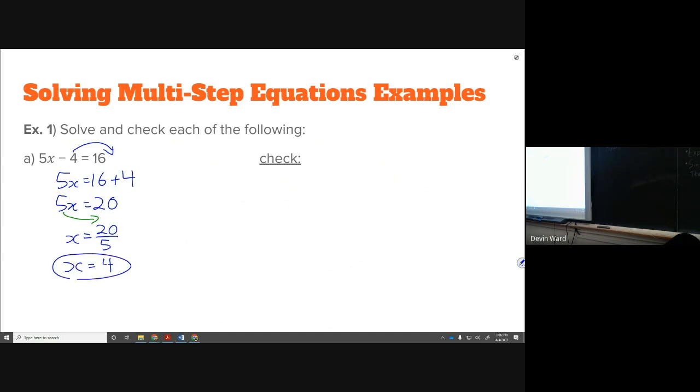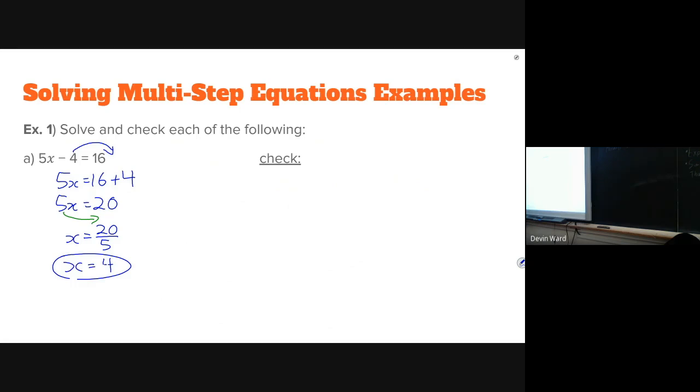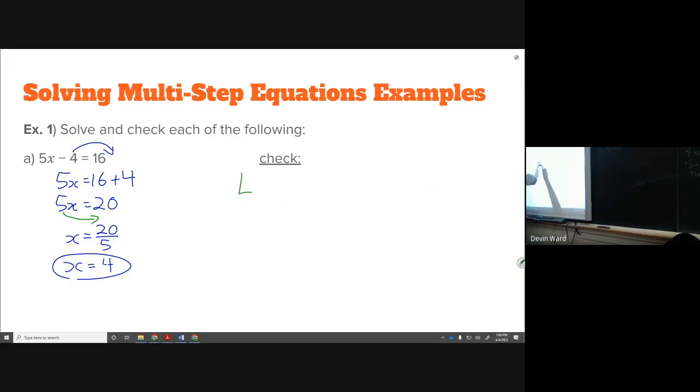Okay, so now we've solved this. We're saying x equals 4. Do we know that for sure? Not 100% yet. What we're going to do is check it. I'm going to break it up into the left side of the equation and the right side of the equation.